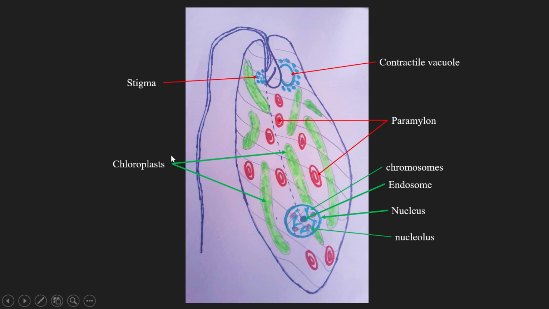Some other cytoplasmic structures are also found in the cell of the Euglena, such as Golgi bodies, endoplasmic reticulum, mitochondria and ribosomes. This is all about the structure or the morphology of the Euglena.